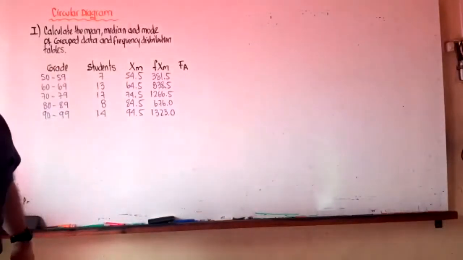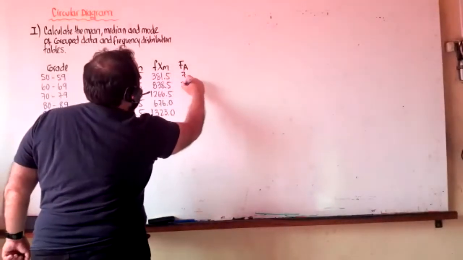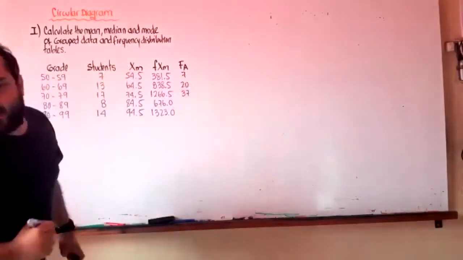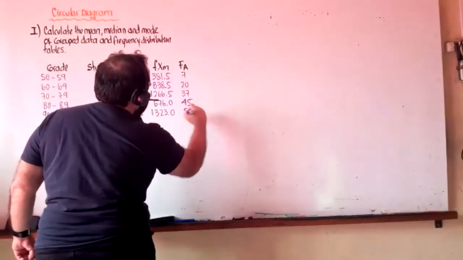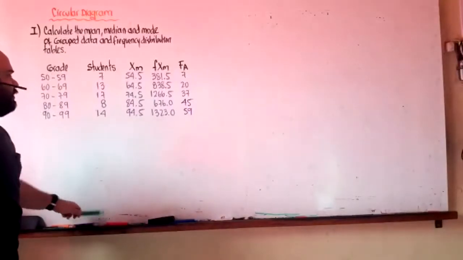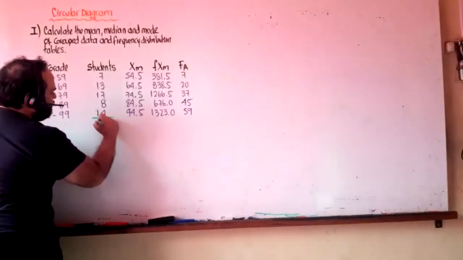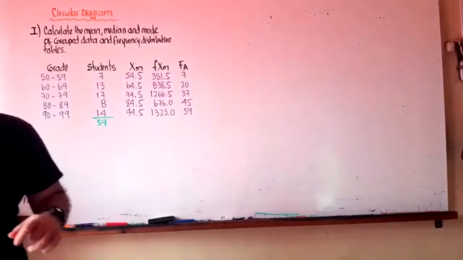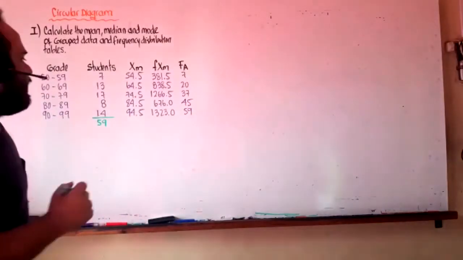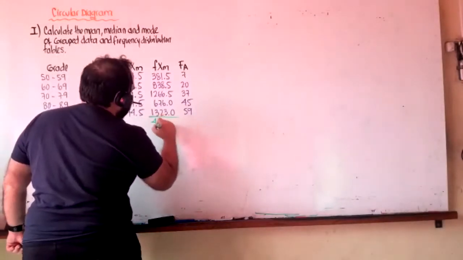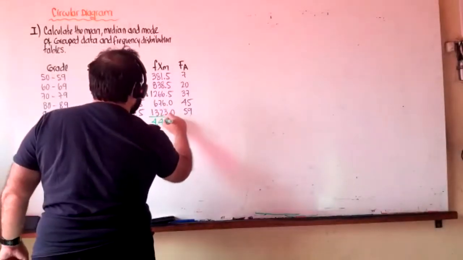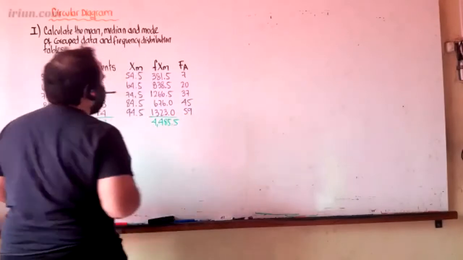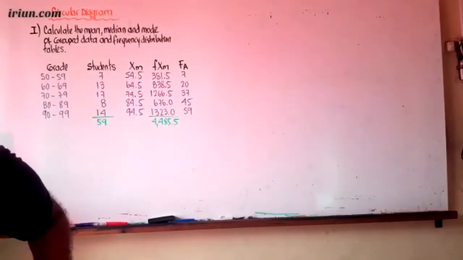And the accumulated frequency was 7, 20, 37, 45, and 59. All right. And the addition between those values, obviously in this position, was 59 students, and the class mark were around 4,485.5. Okay, that was the lesson that we provided last Monday.